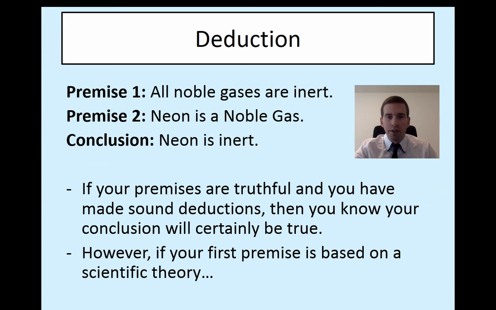But if we go back to our general definitions from before, we are starting with the general statement, the general theory about the inertness of noble gases. And then we're going to something specific, something particular. The fact that one of the noble gases therefore must be inert. So overall, while inductive reasoning allows you to learn something potentially new about the world, deductive reasoning allows you to apply what you already know, or what you already think you know.